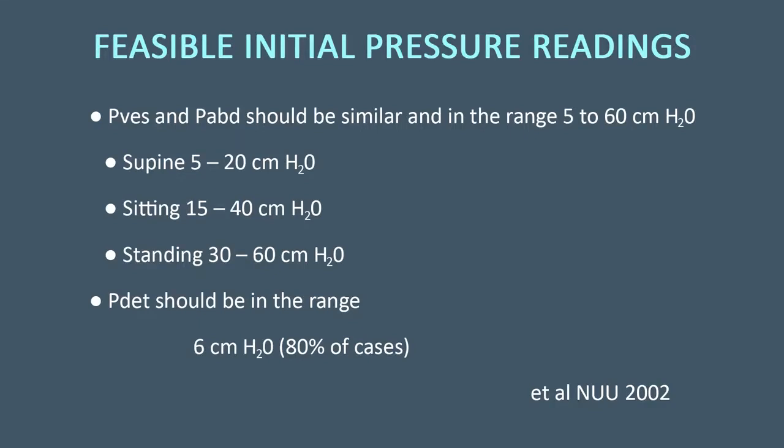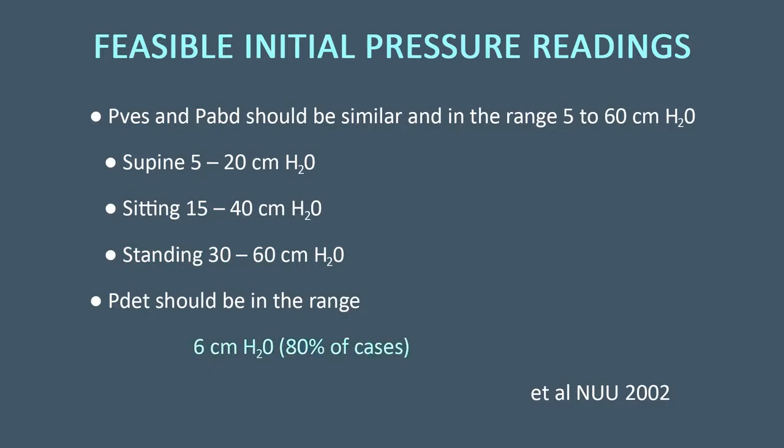Intravesical and abdominal pressures at the start of a urodynamic study are predominantly dependent on the position of the patient. Pressures of 5 to 20 centimeters of water are appropriate if the patient is in supine position. For sitting position, 15 to 40 centimeters of water, and for standing position, pressures between 30 to 60 centimeters of water are appropriate. Body weight may have an additional influence.